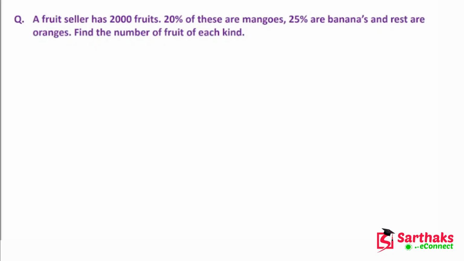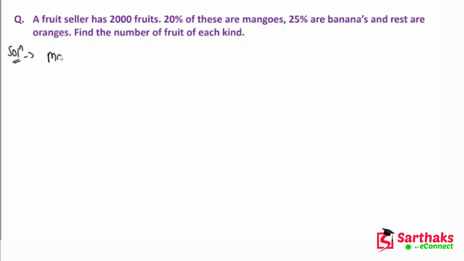Now what is the rest? Obviously, there is the concept that anything as a whole is 100%. We consider anything as a whole as 100%. So if 20% are mangoes, 25% are bananas, then the rest is 55%. So all 55% are oranges. It is a very easy, beginner level question on this particular concept.